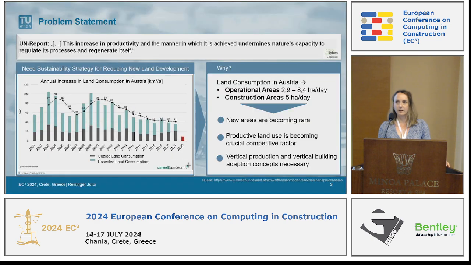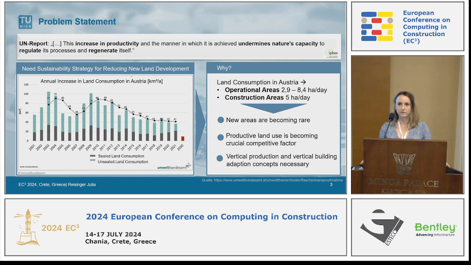Another big topic in industrial building design is that they're consuming a lot of land. One typical industrial building hall has around 20 to 30,000 square meters, but we really need to find new sustainability strategies regarding our land use, and we really need to bring down our new land ceiling. Every year we have an annual increase in land consumption, and this is where we have to do something against it. For example, the land consumption in Austria for operational areas is 3 to 8 hectares per day, and in construction areas, approximately 5 hectares per day.